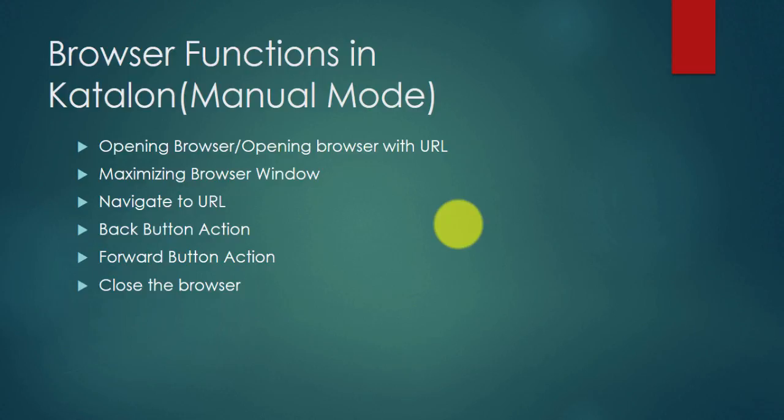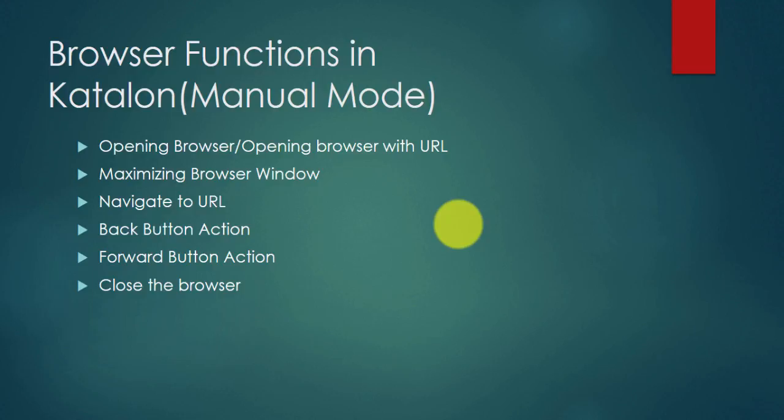Hello everyone, in this tutorial we are going to see browser functions in Katalon using manual mode. So here are the functions that we are going to cover in this tutorial. In this we will be seeing opening of browser. In the first case we will only open the browser, and in the second case we will be opening one URL inside the browser when the browser launches the very first time.